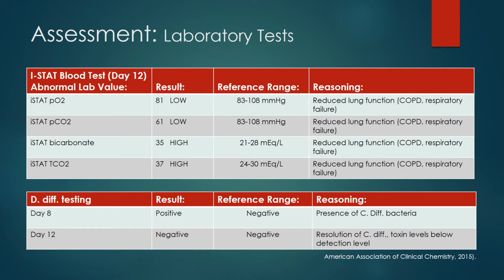Also, in some laboratory tests that were conducted, the iSTAT blood test was obtained, and her low levels of PO2 and PCO2 are indicative just of her reduced lung function and COPD and respiratory failure that she was in at that time. I'm sorry, her iSTAT bicarbonate was very high, again, due to the respiratory failure state that she was in, and then her total carbon dioxide was also high.